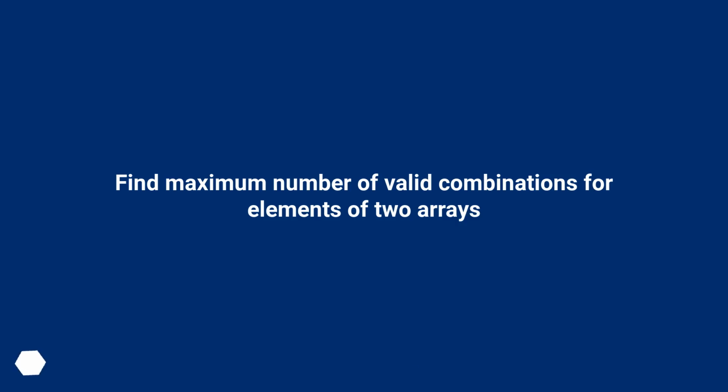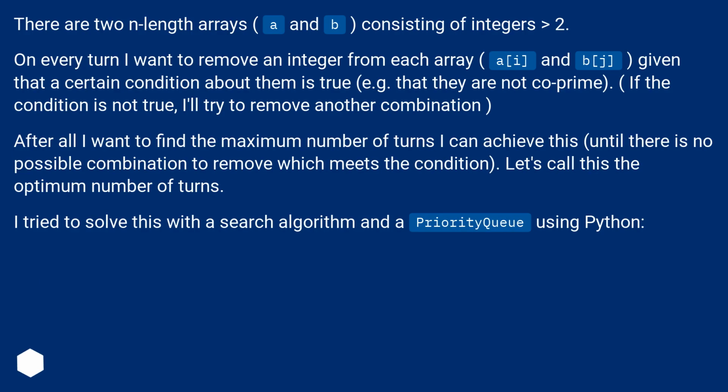Find maximum number of valid combinations for elements of two arrays. There are two n-length arrays, A and B, consisting of integers greater than 2. On every turn I want to remove an integer from each array, Ai and Bj, given that a certain condition about them is true, for example that they are not coprime. If the condition is not true, I'll try to remove another combination.